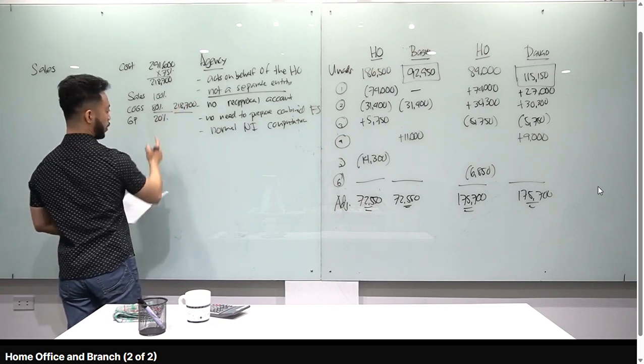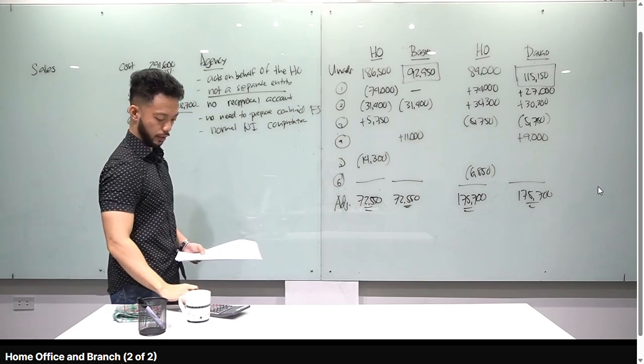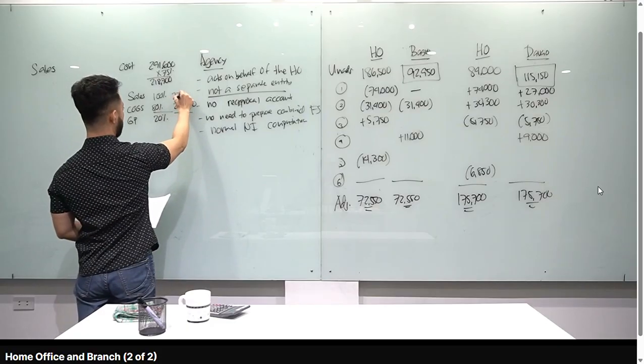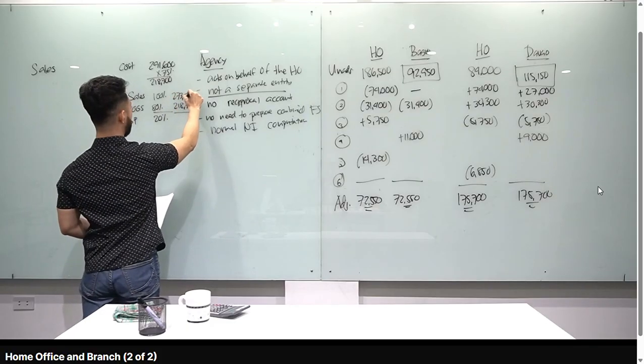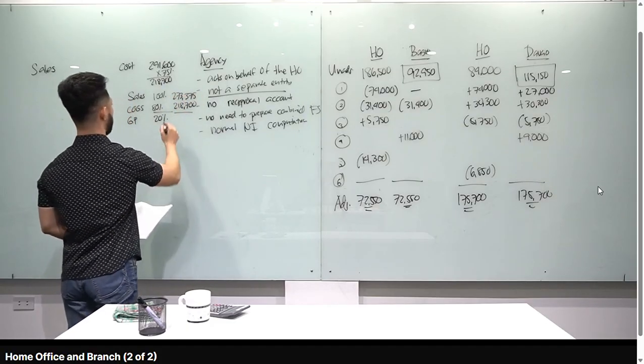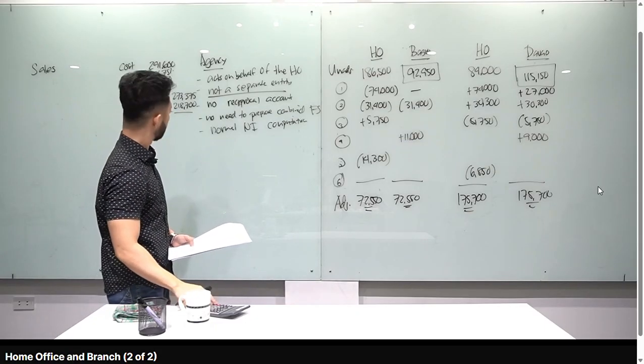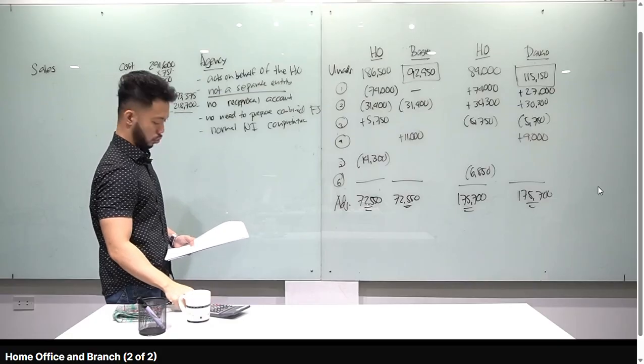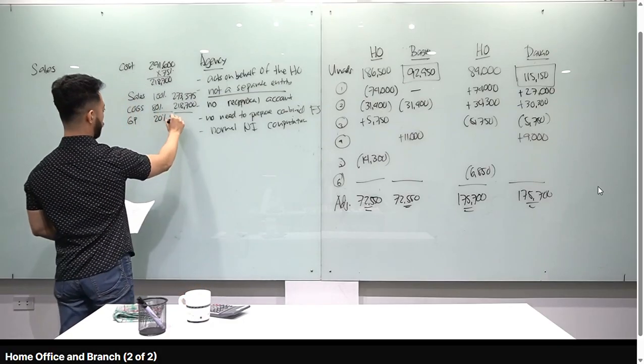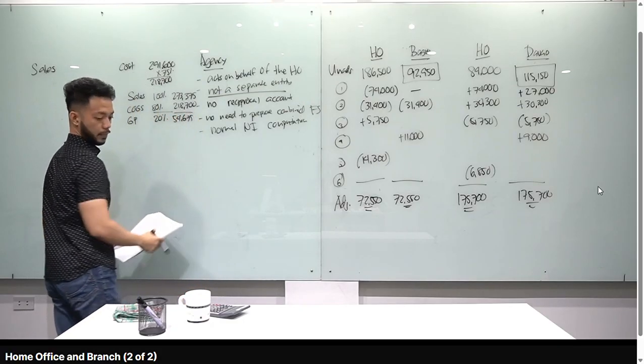Divide by 80%: 218,700 divided by 0.8, your sales is 273,375. Okay, tama lang? So, sales minus cost of goods sold: 273,375 minus 218,700, you get a gross profit of 54,675. Okay, nakuha niyo, class?